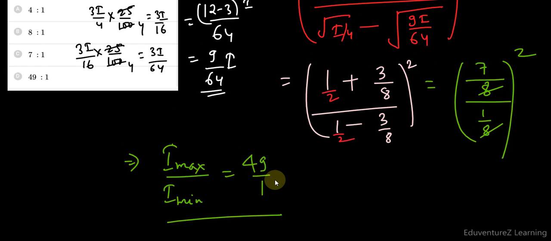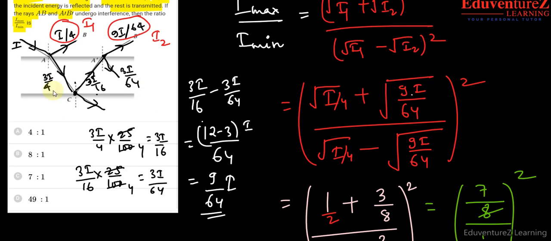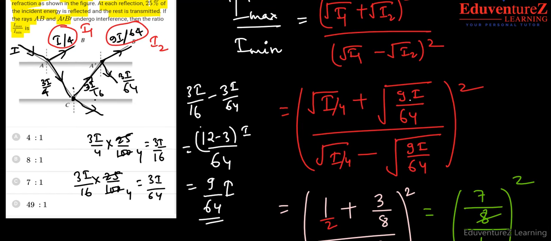I hope that this question is very much clear to you. Thank you so much for watching. The correct option is D, 49 upon 1.